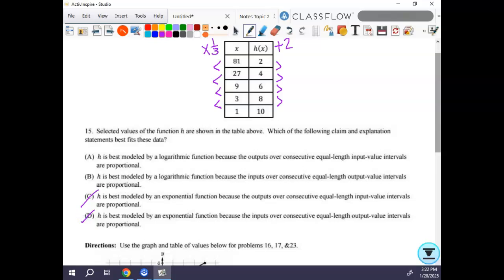Now again, you can find the words in here that you can make sense of. H is best modeled by a logarithmic function because the outputs over, then it says consecutive equal length input value intervals. Is that what I have? I do not have consecutive equal length input value intervals. This says a logarithmic function because the inputs over consecutive equal length output value intervals. You want to be careful just taking some words out of context because of the way sentences can be written backwards. So it's talking about the inputs over consecutive equal length output value. That's what I have. These are equal length output value intervals. And my inputs are being multiplied. That makes them proportional.